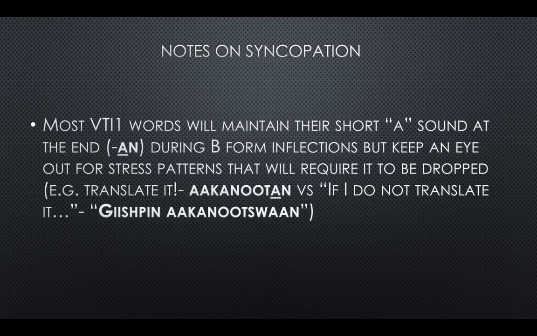So notes on syncopation, that's our vowel dropping stuff. So most VTI 1 words will maintain their short A sound at the end, an, un, during B form inflections, but keep an eye out for stress patterns that will require it to be dropped. For example, in the word translate it, akanot tun, versus if I do not translate it, gishbin akanot swan. So here we can see that the A has been dropped because of our, I believe it's our third last consonant rule or something. That S and W sound gets fused together to make it one.